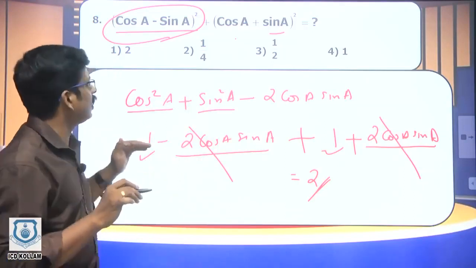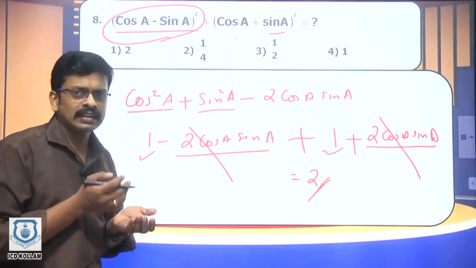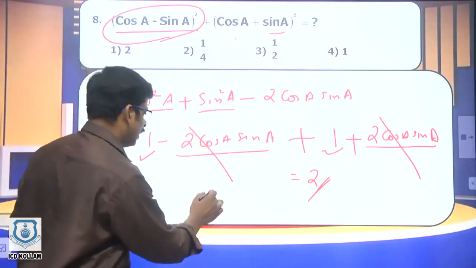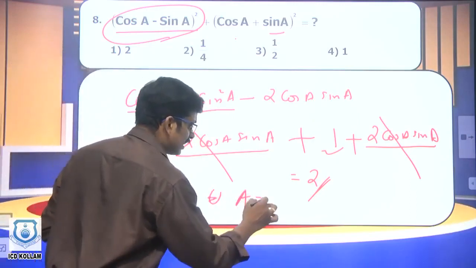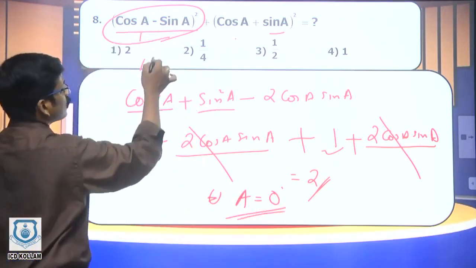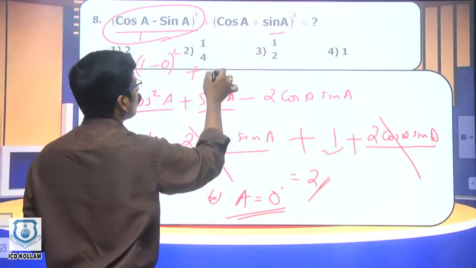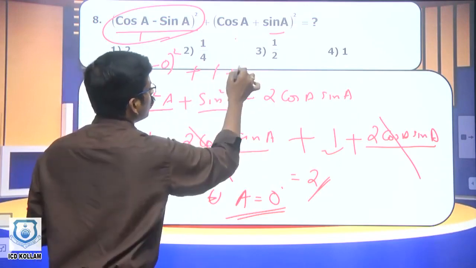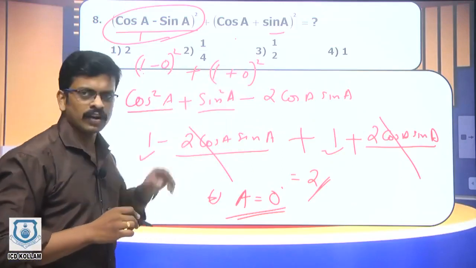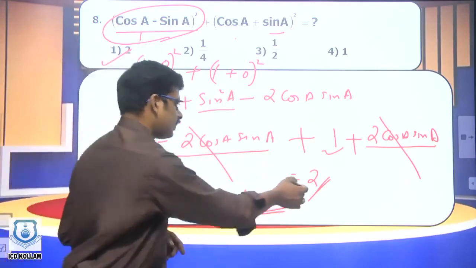We can solve this question in another way, that is, we can substitute any value for A and check whether your answer is there. So let us take an example of theta or A as 0 degree. Cos 0 is 1, 1 minus sin 0, which is 0, the whole square, plus cos 0 is 1 plus sin 0, which is 0, the whole square. So what is your answer? 1 square plus 1 square is 2. So the answer is 2, and here also we get the same result.